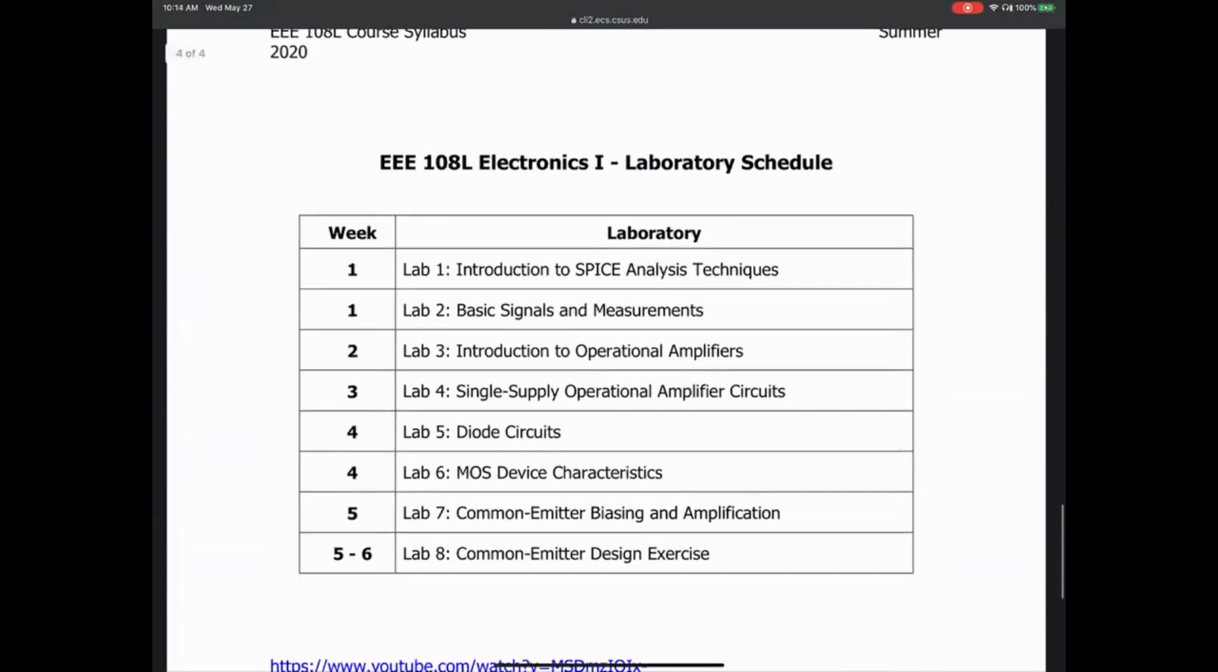Okay, so the first lab is Introduction to Spice Analysis Techniques. That's lab 1 next week. As you can see, everything is pushed back by 1 week. We may have to make some adjustments somewhere along the semester to accommodate the pushback. But the idea is next week we are going to get started with Introduction to Spice Analysis Techniques.